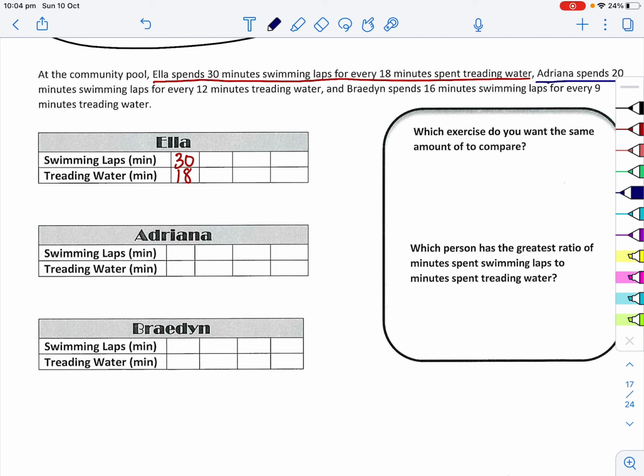Adriana spends 20 minutes swimming laps for every 12 minutes treading water. So 20 and 12. And then Braden spends 16 minutes swimming laps for every 9 minutes treading water. So 16 to 9. If I am looking for the greatest ratio of time spent on laps to time spent treading water, I want treading water to be the same.